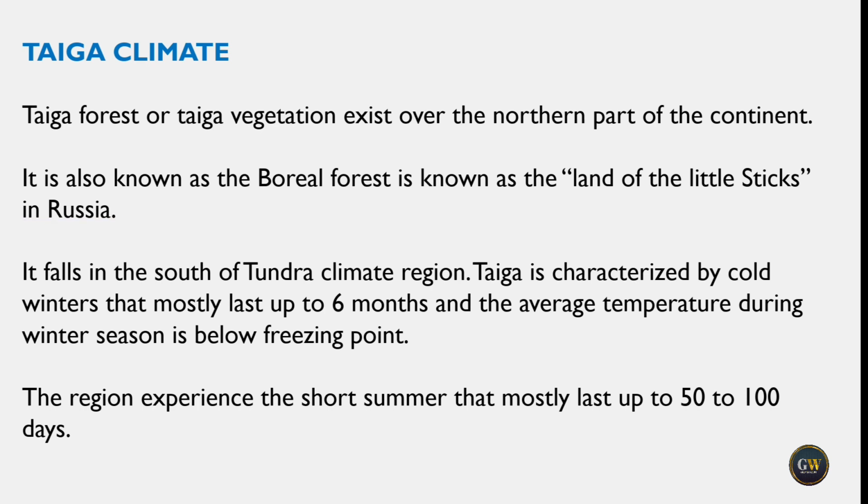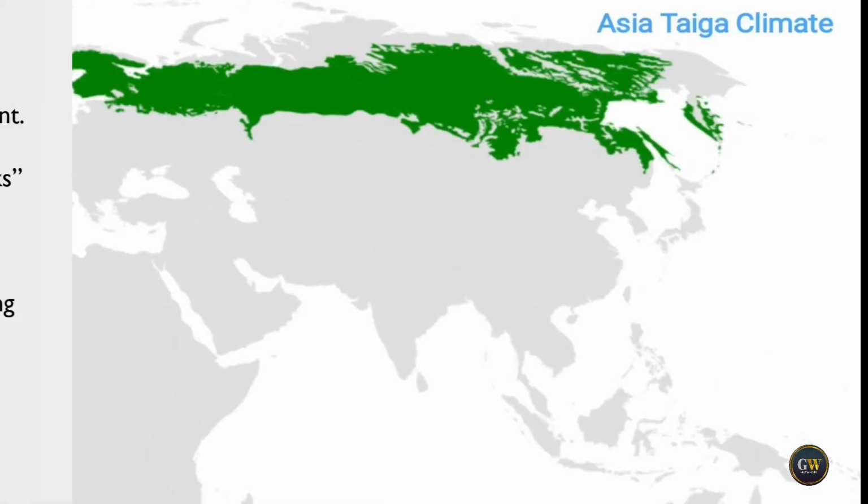The taiga climate has cold winters that mostly last up to 6 months, and the average temperature during the winter season is below freezing point. And this region experiences short summers that mostly last 50 to 100 days, right? So here you can see its location.